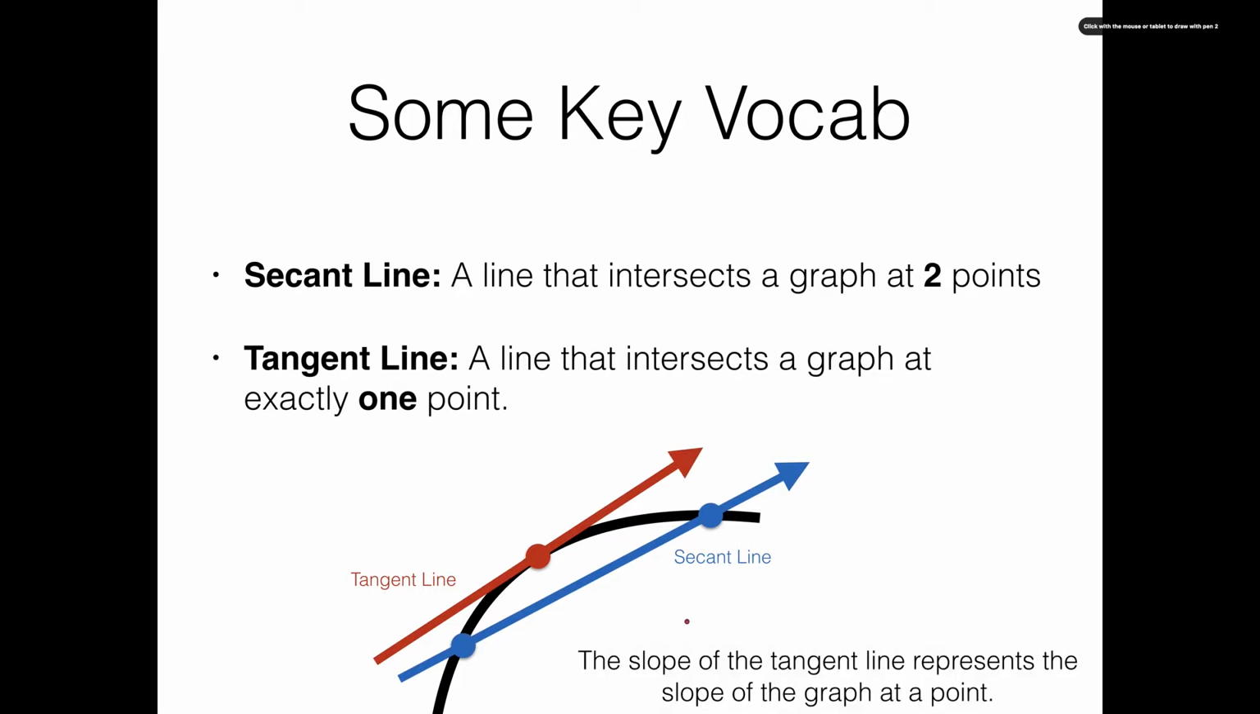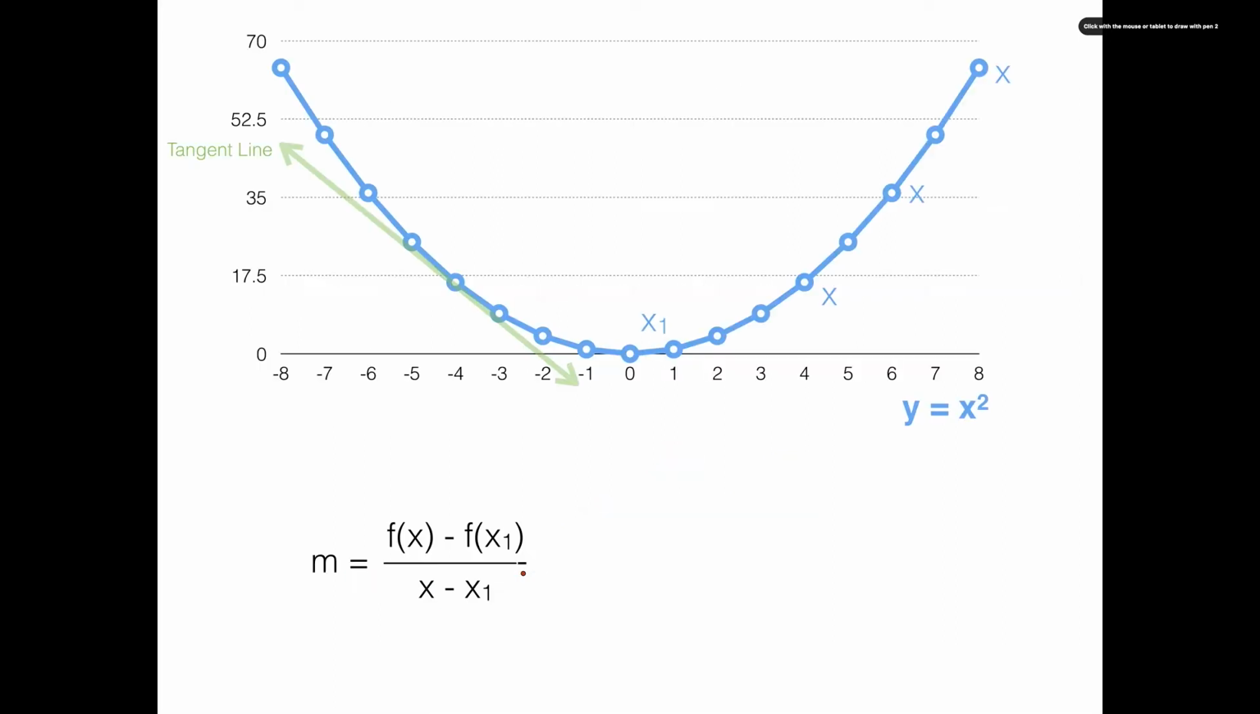So let's make that assumption. The slope of the tangent line represents the slope of the graph at a point, which is what we are looking to solve, right? We're looking to find the slope of a graph at a point, and that's what the tangent line does for us. If you take the slope of the tangent line, you can find the slope at a point. Okay, so with that information, let's go further.